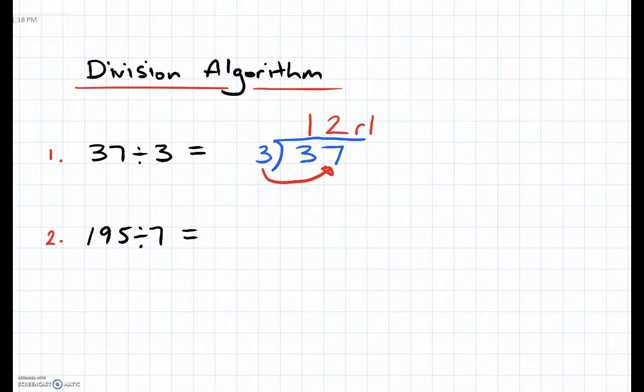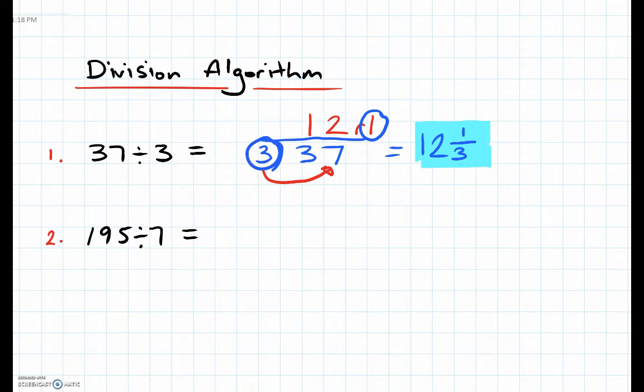My final answer is going to be 12. Now that remainder of 1 is a remainder of 1 out of 3. So my final answer is going to be 12 and 1 out of 3, or 12 and 1/3 is the way that we say it. I'll make sure that I highlight my answer. And that's how we divide using this division algorithm.